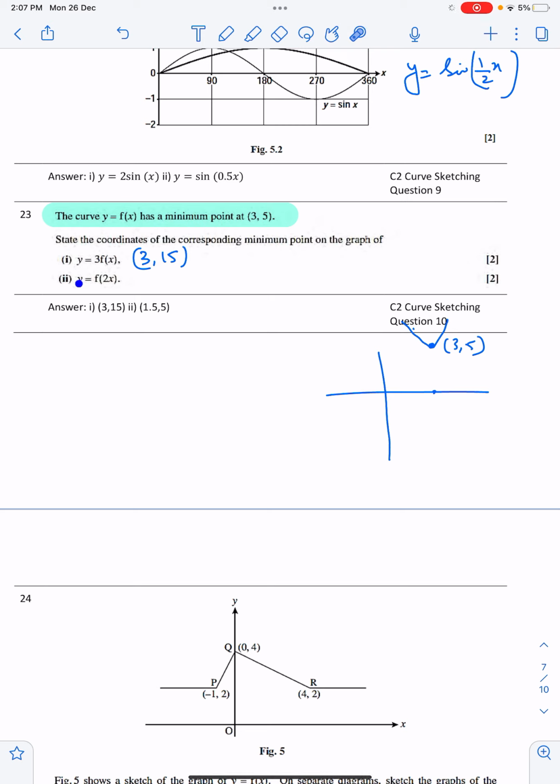Okay, the next part, f of 2x, means you have to give it a horizontal stretch with a stretch factor of half. So this point is going to go on to 1.5 comma 5. The y coordinate will remain the same. The distance from the y axis is 3 units, so now it's going to be 1.5 comma 5.